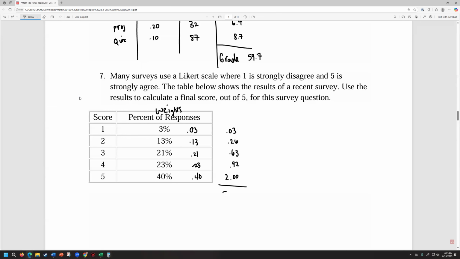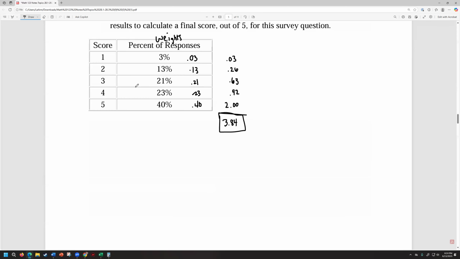So it looks like an average ranking of 3.84, which is not too bad because a 4 is you agree, a 3 is your neutral. So we're closer to agreeing, but we're still kind of in between neutral and agreeing. Okay, so that's kind of the feeling from that survey that they put out.